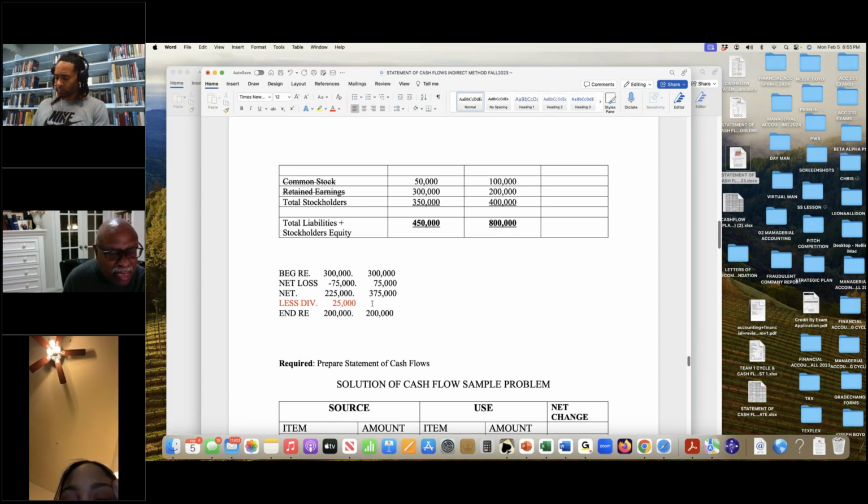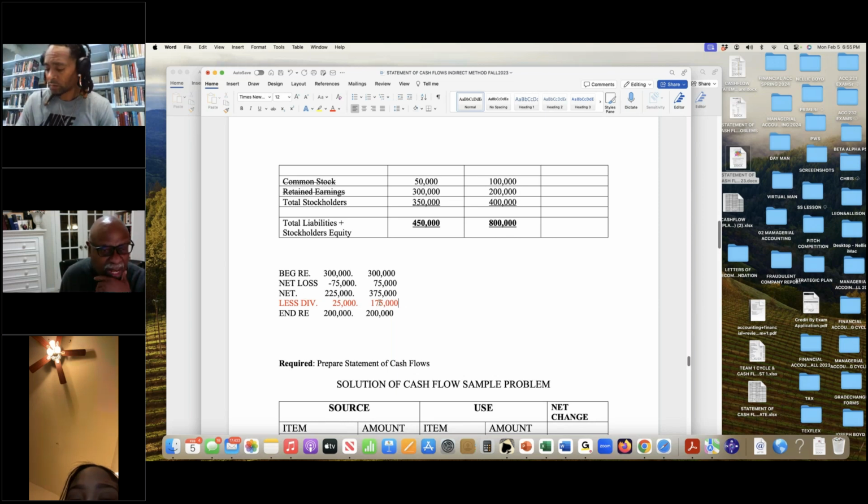It's the number that's going to cause this number to move. What dividend would make this 200,000? So in this case, if we had 75 of income, then the dividend would have been what? It would have been 175.